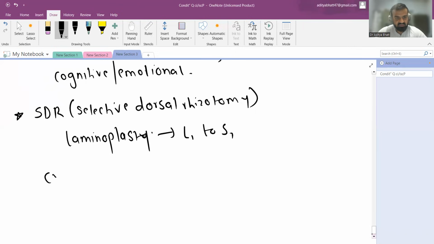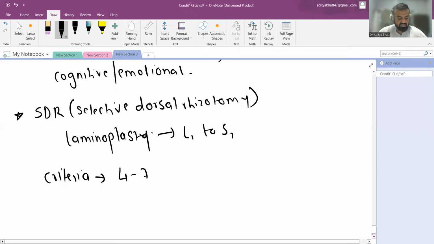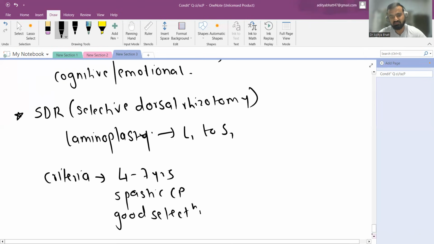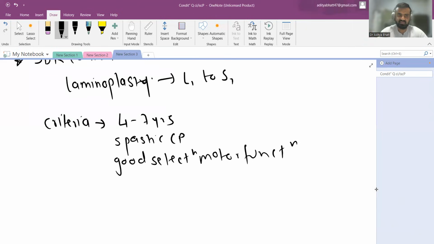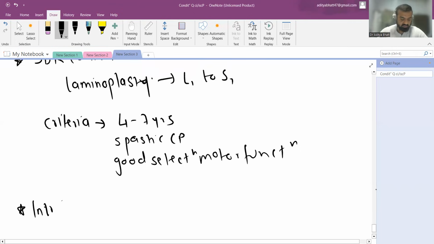The criteria for patient selection are age 4 to 7 years, spastic CP, and good selective motor function. Okay, so that is the criteria for patients getting this SDR surgery. The next is intrathecal baclofen that we already talked about.